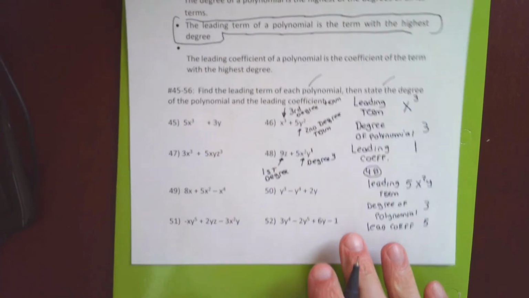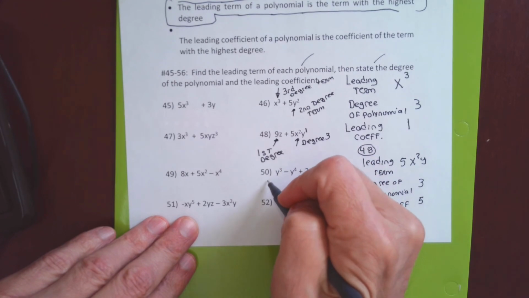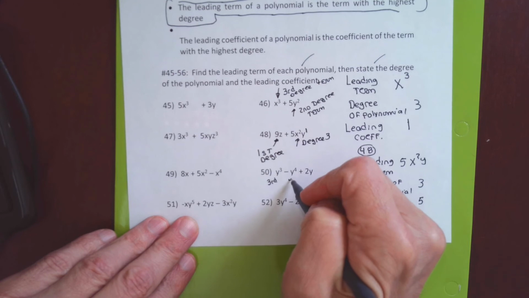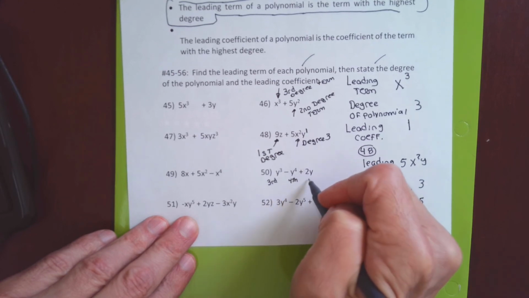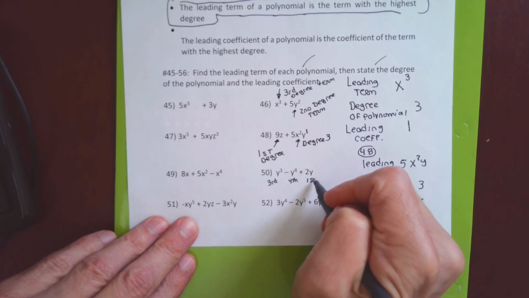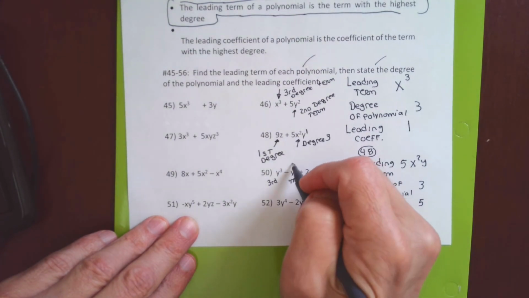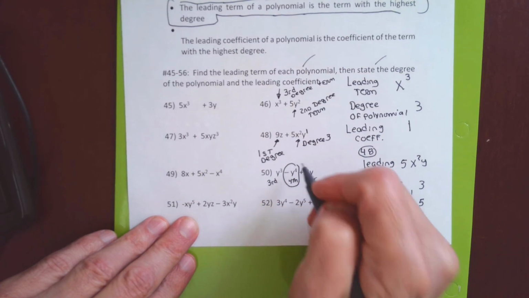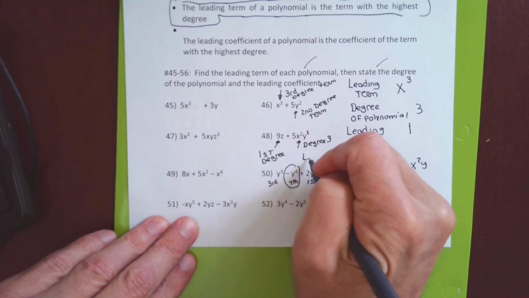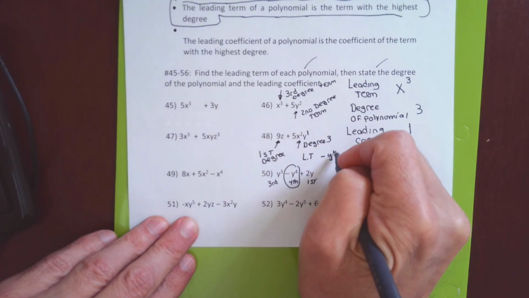If I wanted to do the same for problem 50, it's a trinomial. It has 3 terms. The first term has a third degree. The second term is degree 4. The third term is degree 1. So it's 3, 4, and 1. So in problem 50, this is the leading term because it's the term that has the highest degree. The leading term is, I need the negative sign, negative y to the 4th.